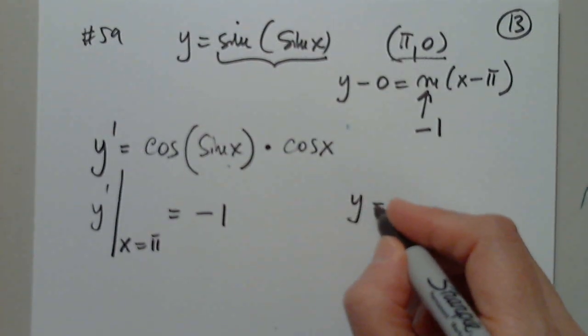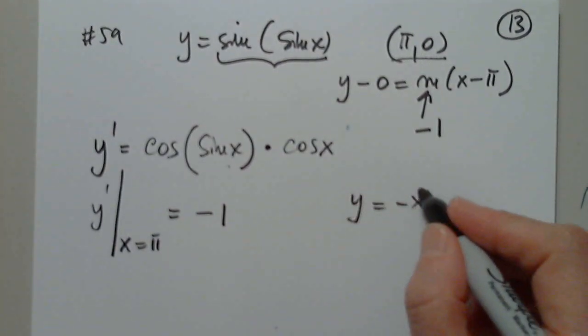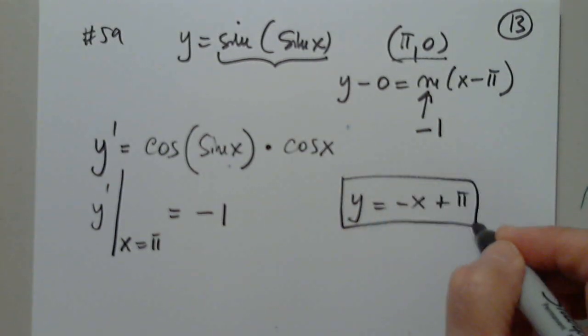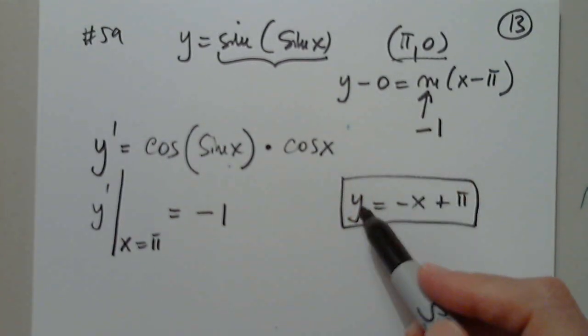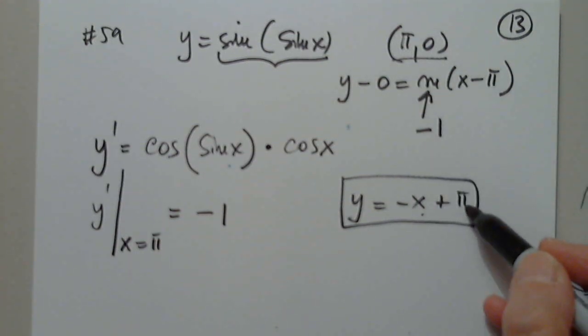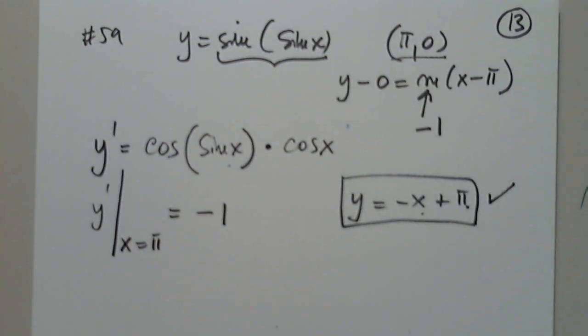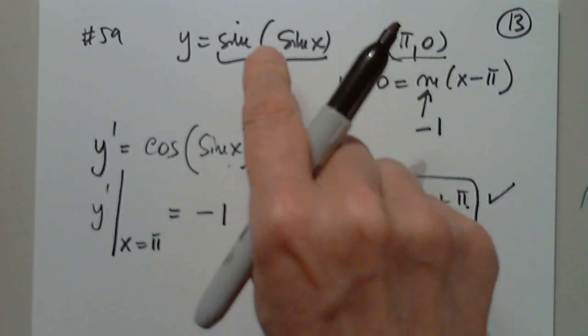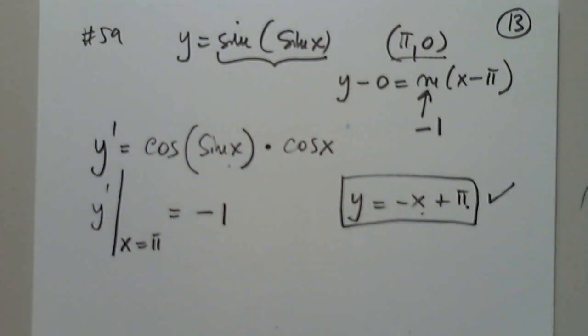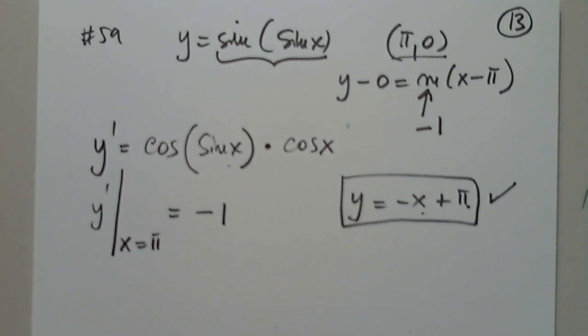So this is y equals negative x plus pi. Y minus 0 is y. Negative 1 times x is negative x. Negative 1 times negative pi is plus pi. This is the equation of the tangent line to the graph of this function at pi comma 0. Awesome.